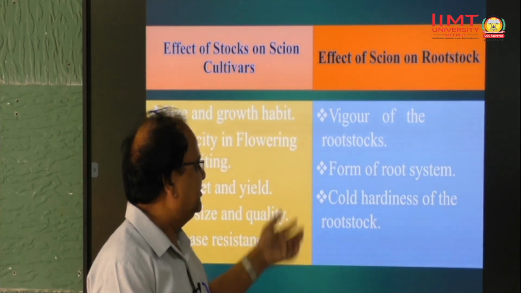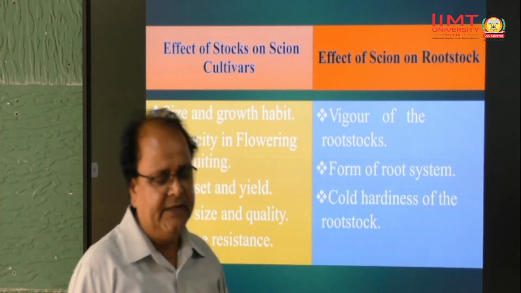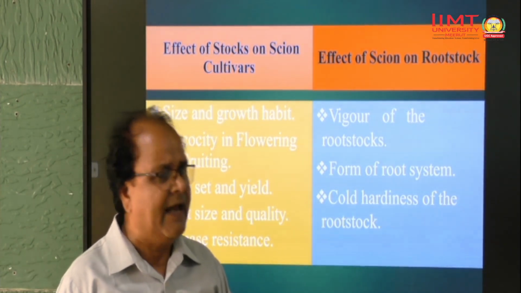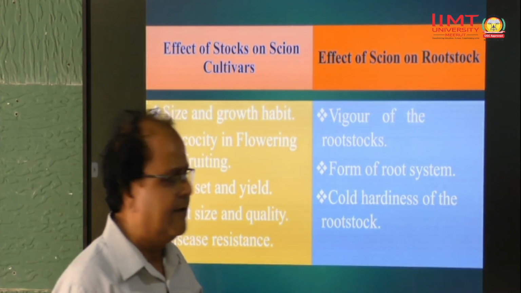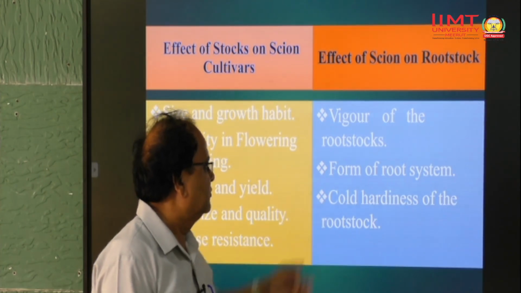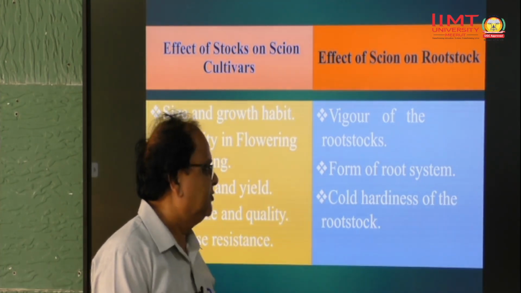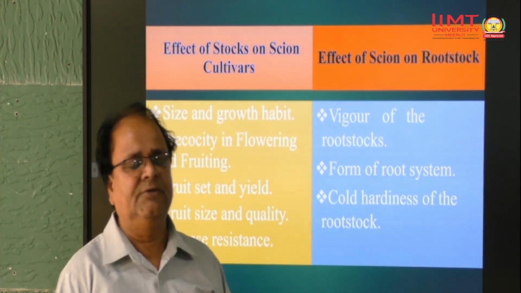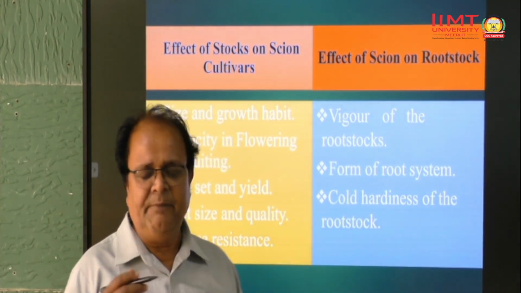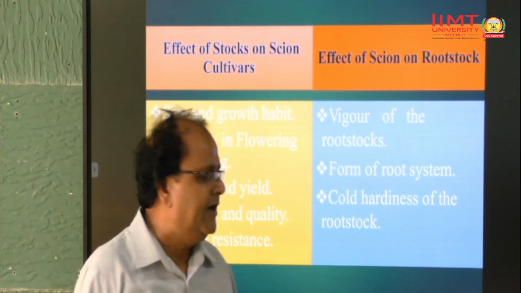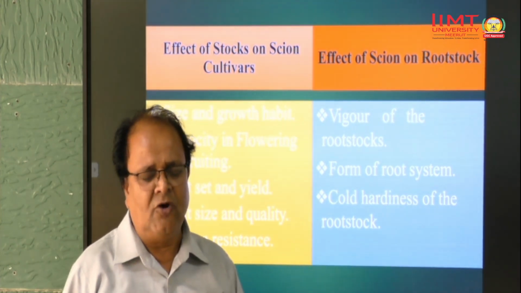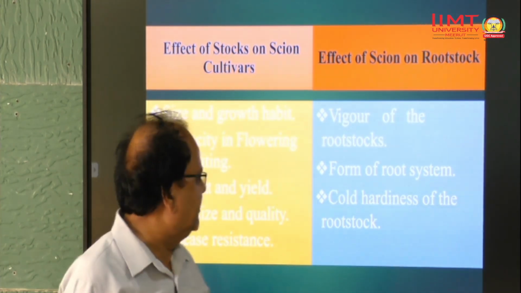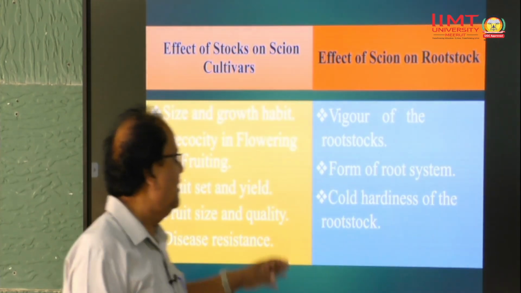Form of the root system: if the cambium of the scion and rootstock are compatible with each other, there is proper root formation, otherwise the roots dry up. Cold hardiness of the rootstock is a very important characteristic. Some varieties of apple have to grow at temperatures as low as minus 70 degrees centigrade, so some wild rootstocks that tolerate low temperature are used for your apples.